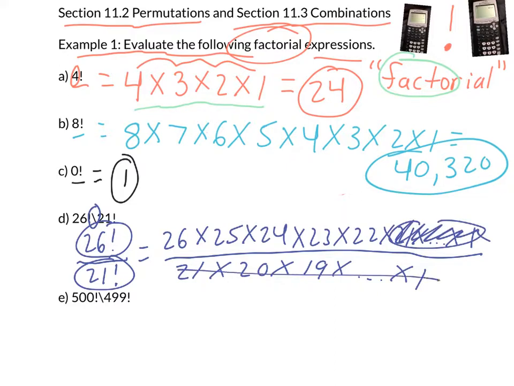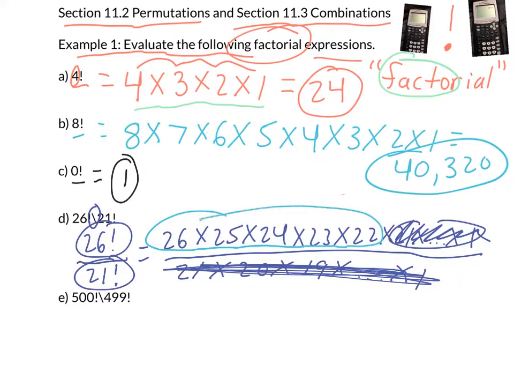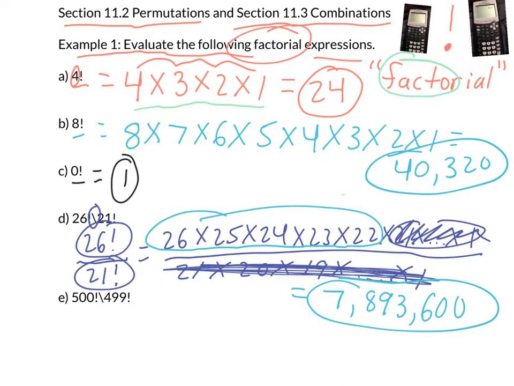So 21 on down to 1, we can slash, and really the only thing left to calculate is 26 times 25 times 24 times 23 times 22. So that's how we would do this longhand without the graphing calculator. The final answer is going to be a large one. It's going to be 7,893,600. Now let me show you the same exact question if you did want to just type it into the graphing calculator.